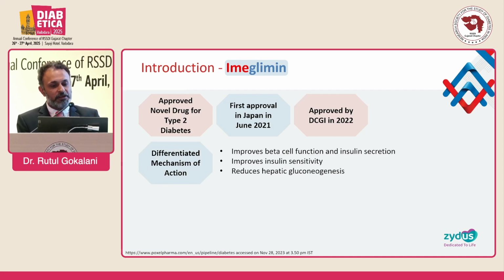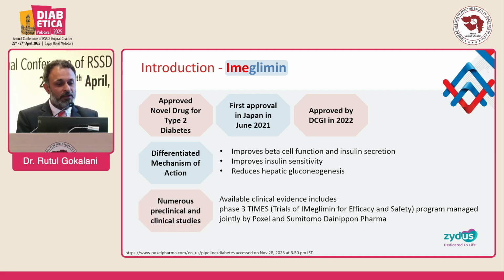So, a differentiated mechanism, if you see: it improves beta cell function and insulin secretion, as well as insulin sensitivity at the level of muscles, and it reduces hepatic gluconeogenesis. So almost 3 different mechanisms where it works.